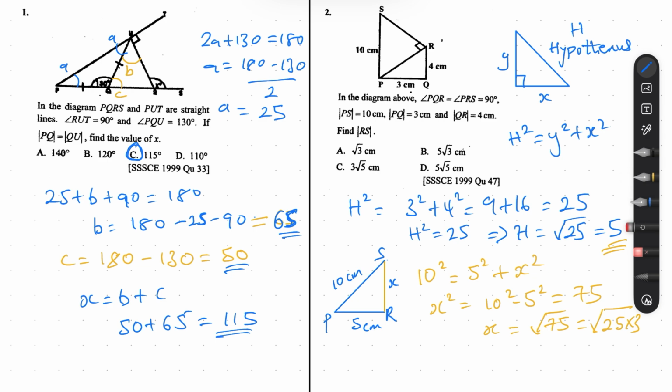Now we can take out the 25, because the square root of 25 is a perfect square, so we take that out. That will be 5 square root of 3. That will be our answer. So x is equal to 5 square root of 3, which is option B.